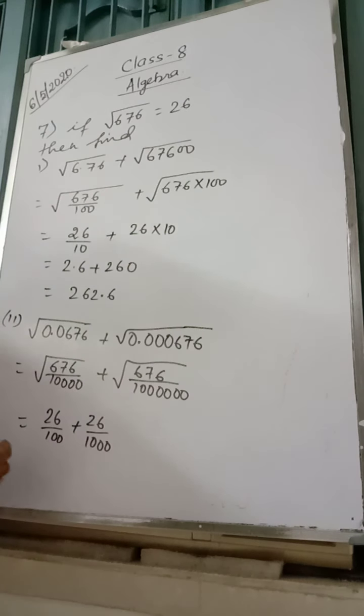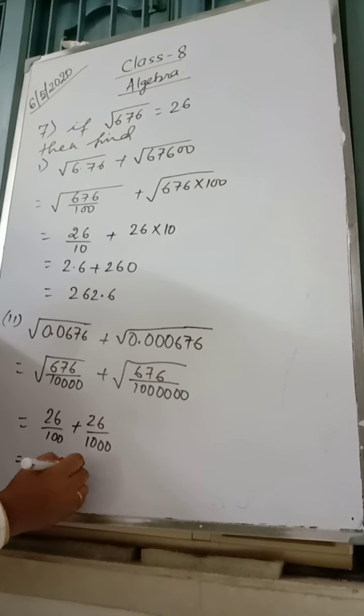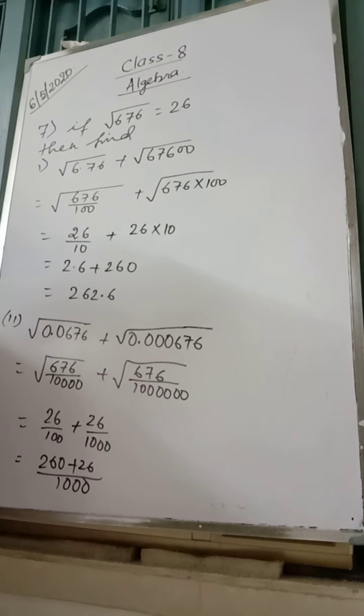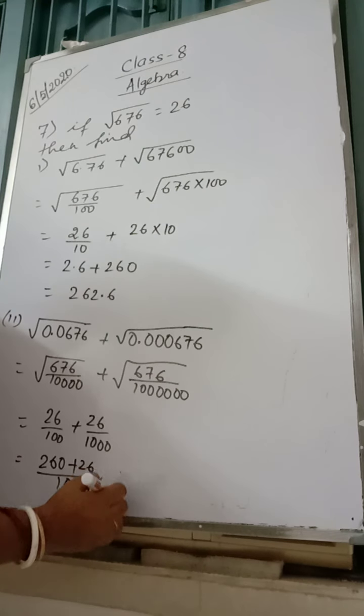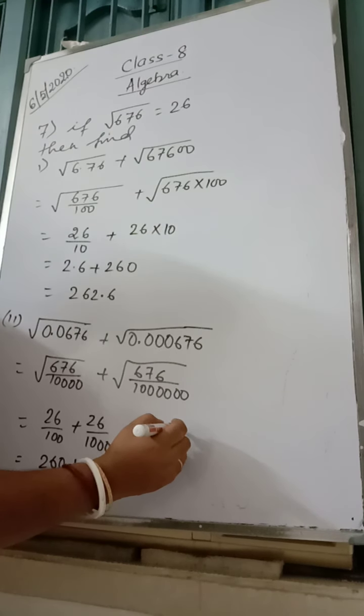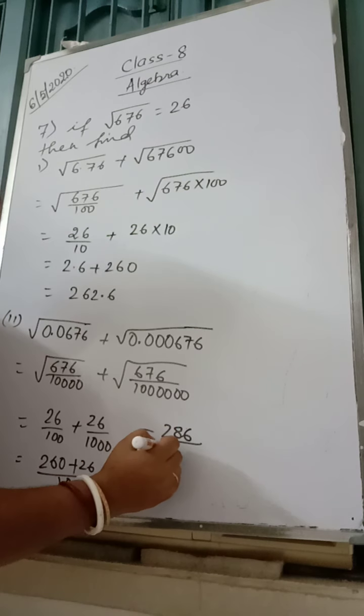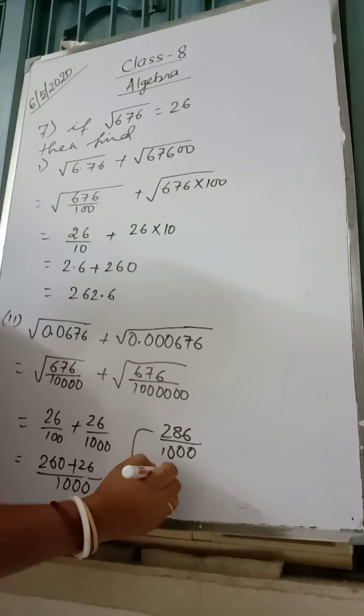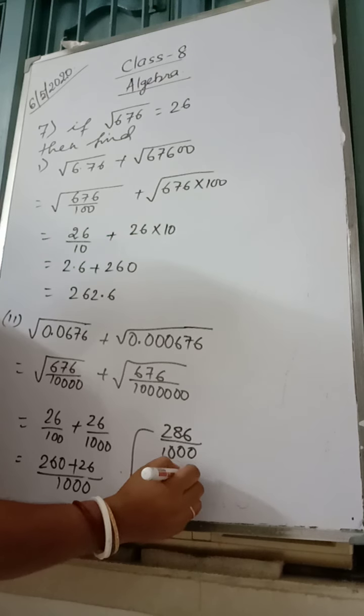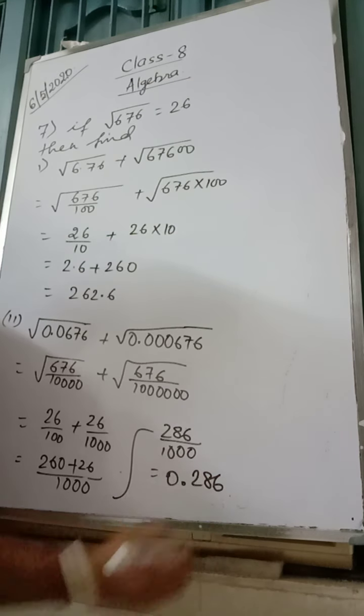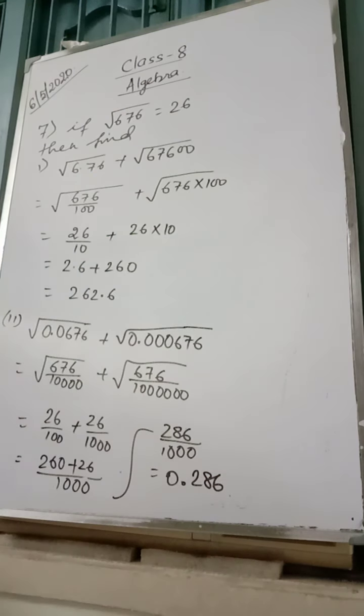Now it's so simple, you can convert into decimal and add, or you can leave it in the fraction and add. Will it be this? Because the LCM of 100 and 1000 will be 1000. So this 26 will turn into 260, or it gives you 286 by 1000, or 0.286 we can write as the answer. In this way we have to solve it, is it?